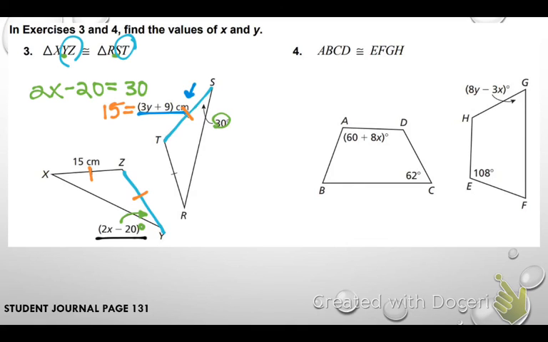Okay, go ahead and clear your desk of anything besides a pencil and a calculator. If you want 5 points off.